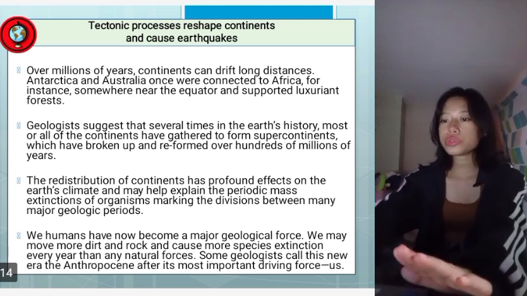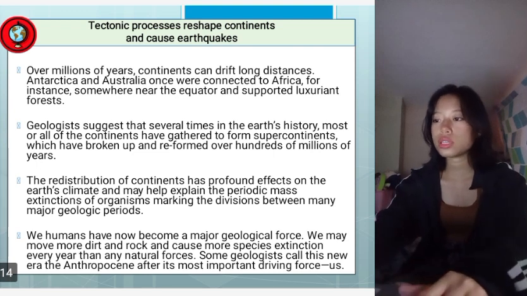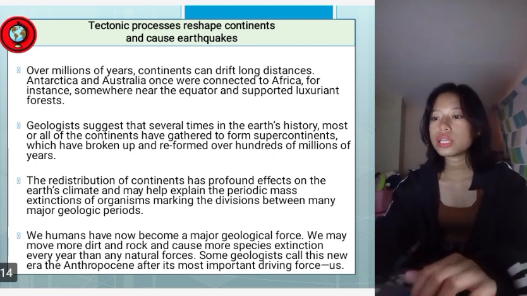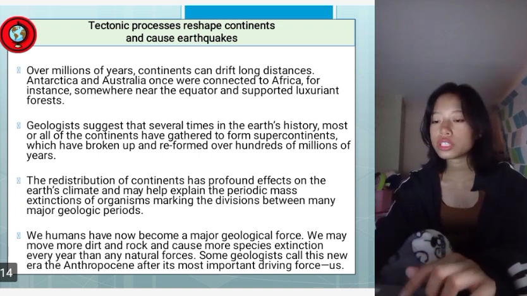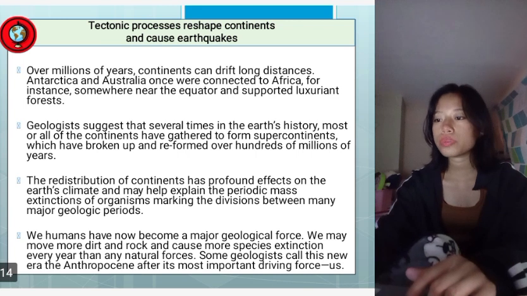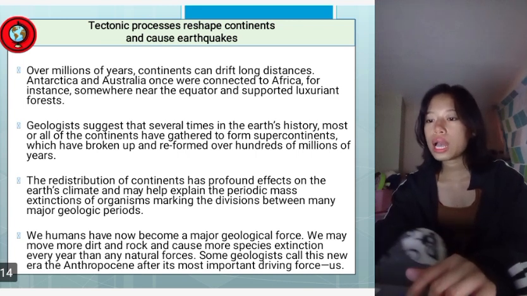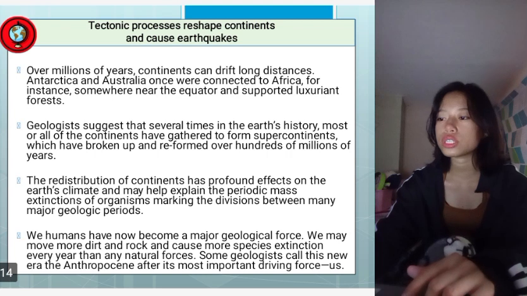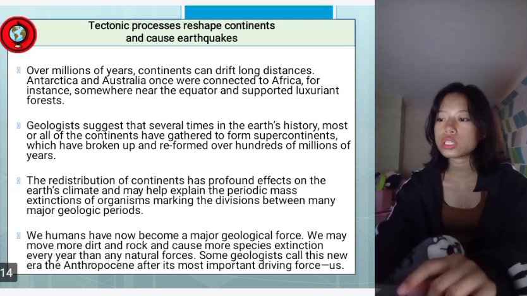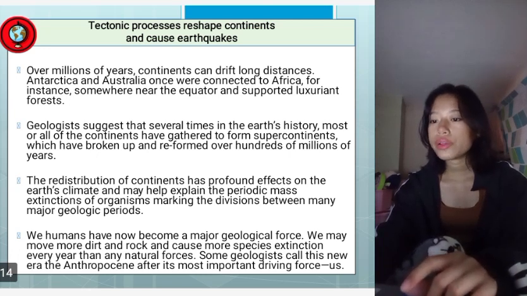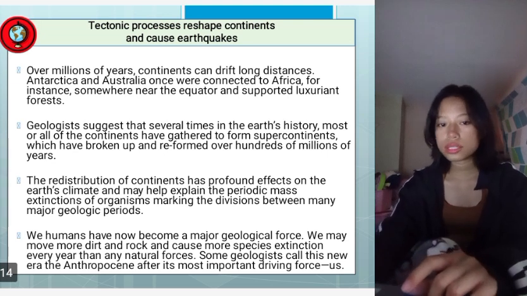So the distribution of continents has profound effects on the Earth's climate and may help maintain periodic mass extinctions of organisms, marking the divisions between major geologic periods. So humans have now become a major geological force. We may move more dirt and rock, cause more species extinction per year than any natural forces. Some geologists call this era the Anthropocene after its important driving force, us.